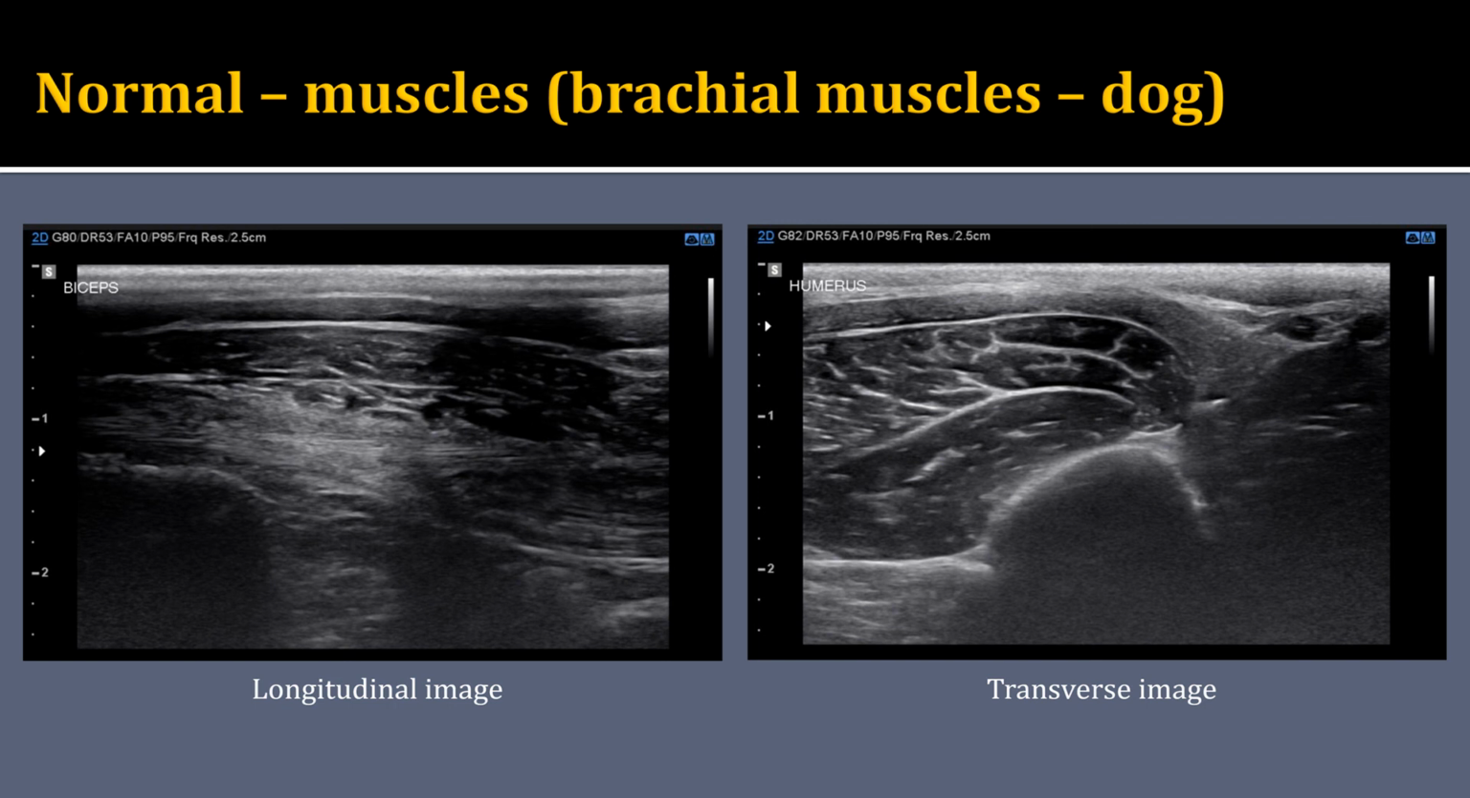The left image here is a longitudinal image of the biceps muscle of a dog, and then this is a transverse image of several of the brachial muscles, again hypoechoic with that kind of hyperechoic striation or echogenic foci, depending on the longitudinal versus the transverse imaging.